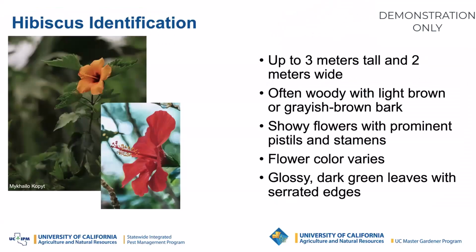Hibiscus are typically woody plants with light brown or grayish brown bark that grow up to 3 meters tall and 2 meters wide, but there are smaller varieties as well. They are known for their large, trumpet-shaped, brightly colored flowers. The flowers have prominent pistils and stamens, which are the reproductive parts emerging from the flower's center. The leaves are dark green and glossy with serrated edges.